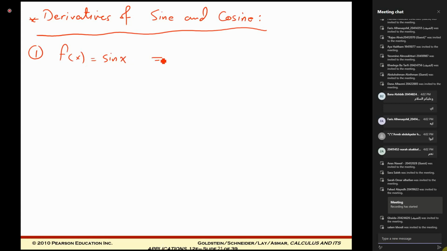so the first derivative of f of x is equal to cosine of x. If f of x equals cosine, the first derivative of cosine equals negative sine. So the derivative of sine is cosine. The derivative of cosine is negative sine.